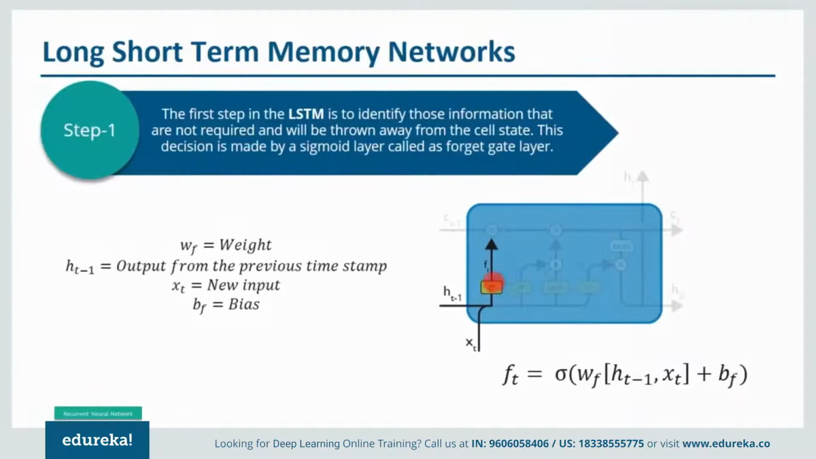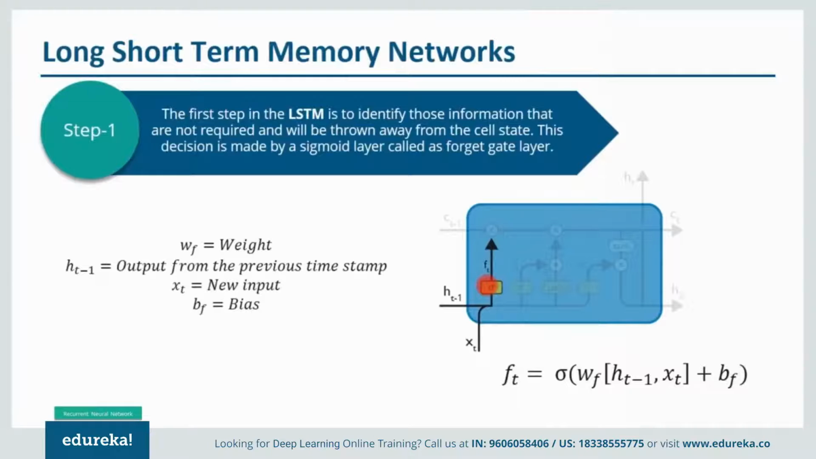So the layer that I'm highlighting with my cursor is the sigmoid layer called the forget gate layer. It looks at ht-1, that is the information from the previous timestamp, and xt, which is the new input, and outputs a number between 0 and 1 for each number in the cell state ct-1, which is coming from the previous timestamp. A 1 represents completely keep this, while a 0 represents completely get rid of this.